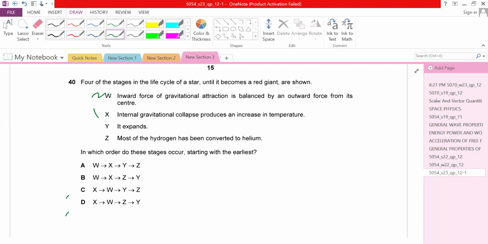Let's read out the third one. It expands, or most of the hydrogen has been converted into helium. So most of the hydrogen converts into helium, then it expands. So option D is correct for question number 40.